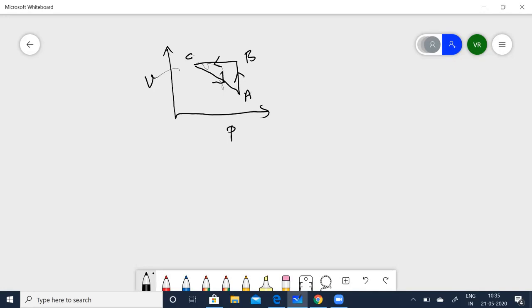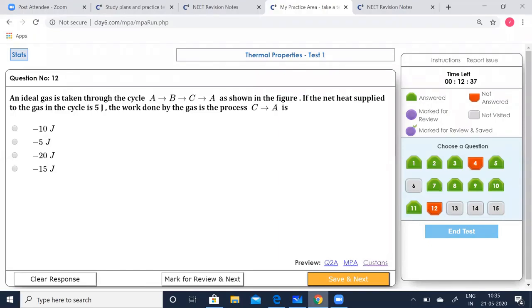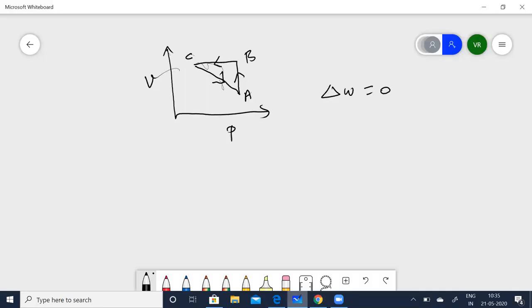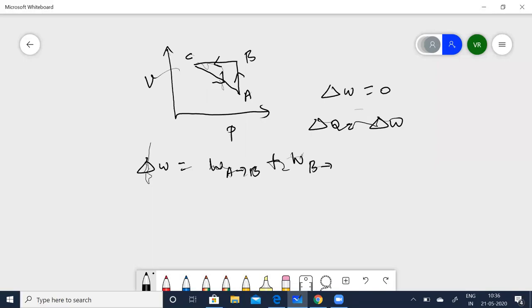So he's asking you what the work done would be. Now you know this is a cyclic process, so delta W is equal to 0. What is he asking now? What is the work done during the process C to A? So this is a closed cycle process, which means delta W is 0. Now delta Q is equal to delta W. Now delta W is equal to W of A to B, work done from A to B, plus work done from B to C, plus work done from C to A.